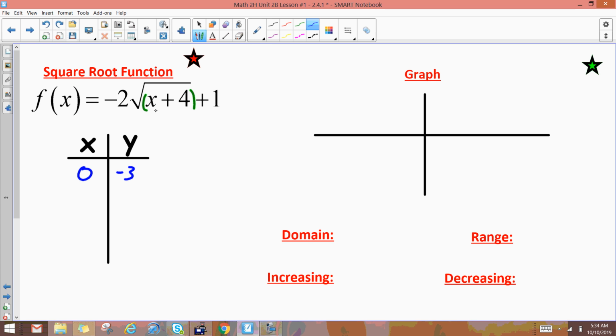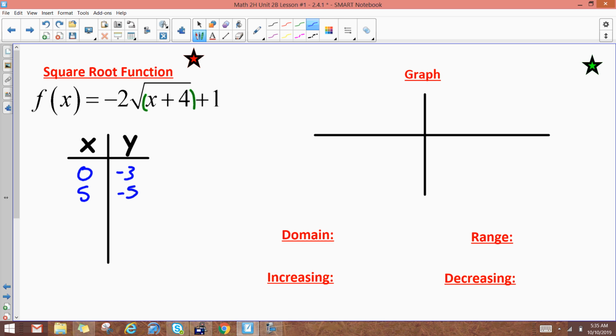Last time I used a 1, but 1 plus 4 is 5, so that one doesn't work out really nice. So if I want to try to think of other nice square roots, if I put a 5 in here, I'm going to get the square root of 9, which is 3. 3 times negative 2 is negative 6. Negative 6 plus 1 is negative 5, so I know that number works out pretty nice.